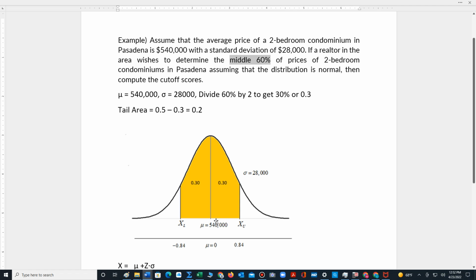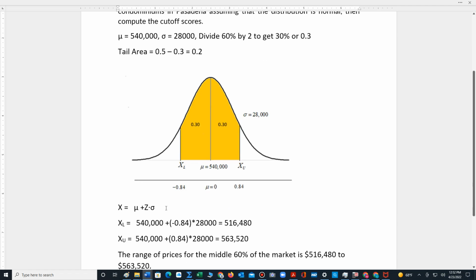It is 540,000. We have two cutoff scores. These are the limits of the area. So we have the lower cutoff score, which is represented as X sub L. We have the upper cutoff score, which is represented as X sub U. We have to determine these two cutoff scores.